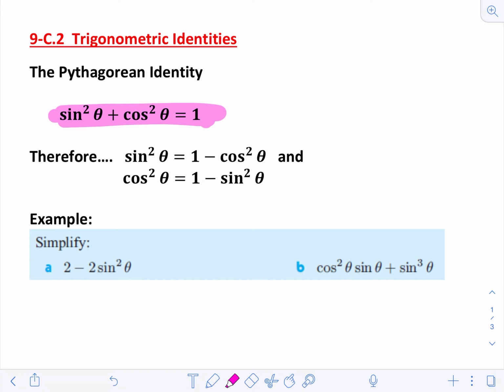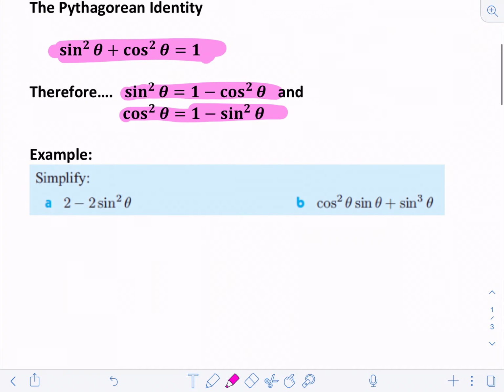As a result of that, if I were to subtract one or the other to the other side, I'm going to get sine squared theta equals 1 minus cosine squared theta, if I subtract the cosine squared over, or cosine squared equals 1 minus sine squared if I subtracted the sine squared over. Those are the two basic variations of the Pythagorean identity that we're going to be using for simplifying expressions. So I want to do a couple examples here.